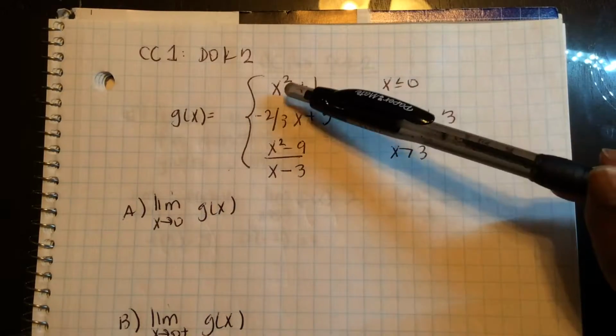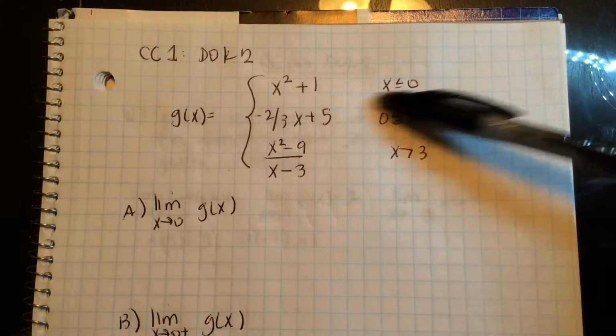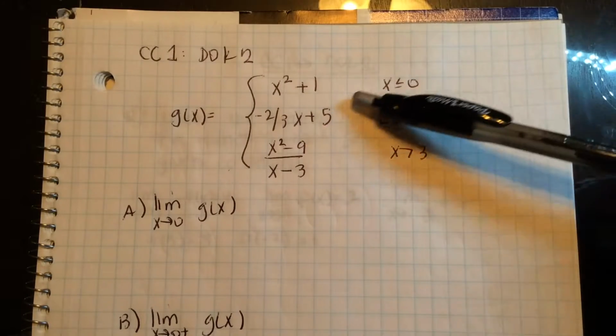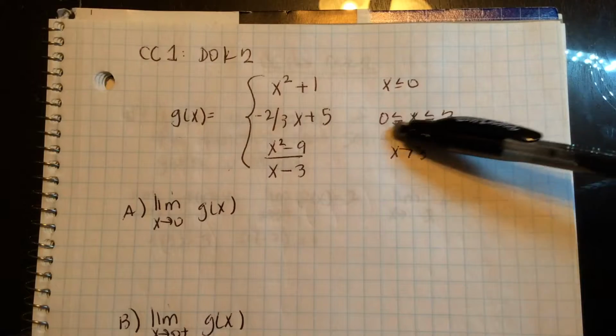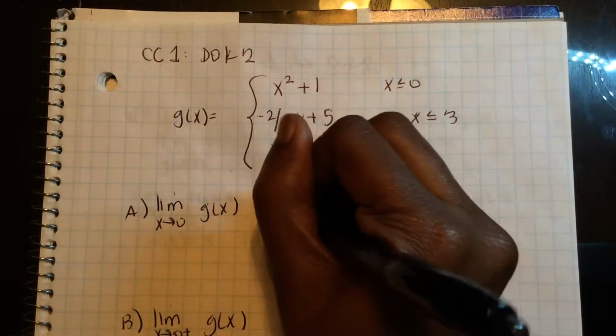x. So this is approaching 0 from the left side, and this function is approaching 0 from the right, because everything less than 0 is from the left and everything greater than 0 is to the right. So first I have to look at both sides.